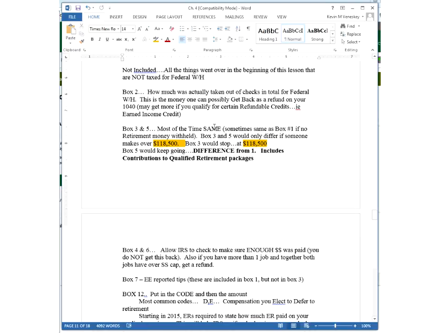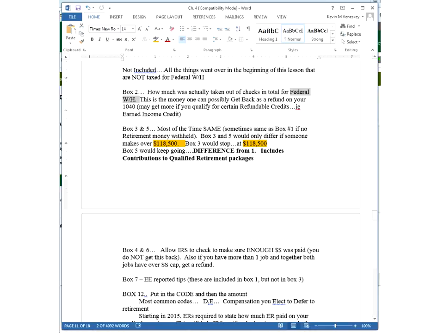Box 2, notice this is the amount that shows exactly how much federal withholding you had taken out. And this is really the only box for federal purposes that you're going to get back as a refund. You don't get back boxes 4 and 6. These are money that was taken out for Social Security and Medicare, and you don't get them back.